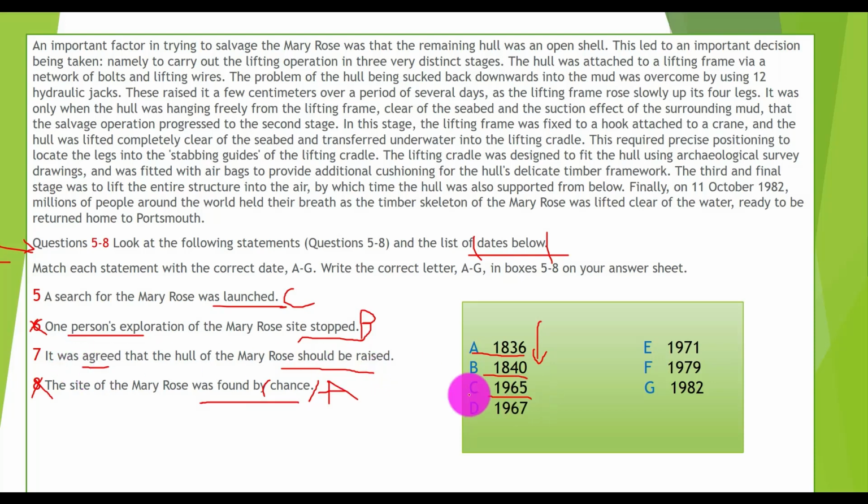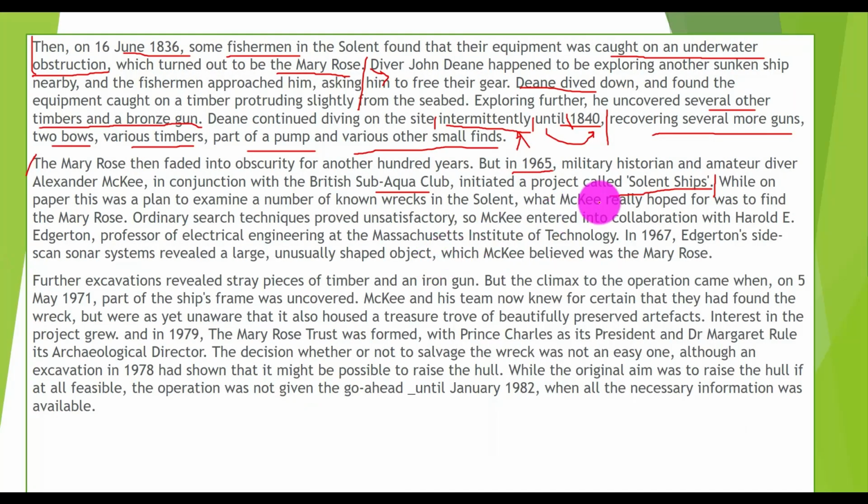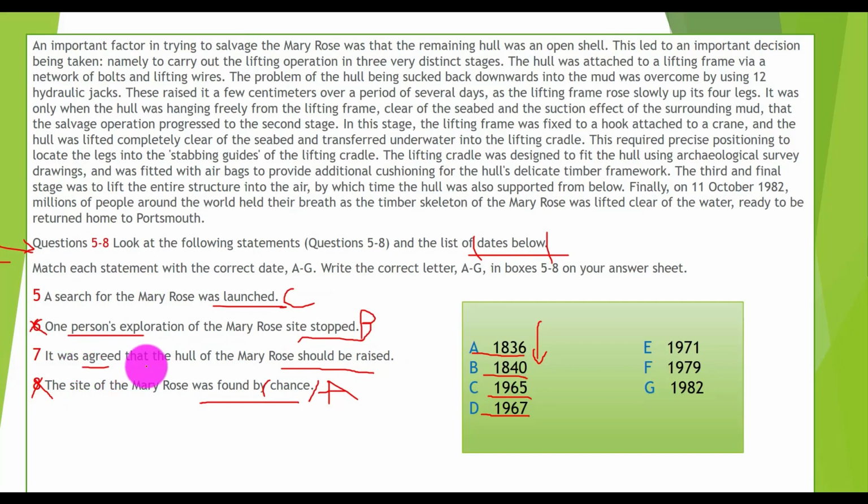Now let's go to the next date, 1967. Oh, okay. Now let me find 1967. In 1967, Edgerton's side-scan sonar system revealed a large, unusually shaped object, which McKee believed was the Mary Rose. Okay, now let's go back to our questions. It was agreed that the hull of the Mary Rose should be raised. No, and it says nothing to do with that.